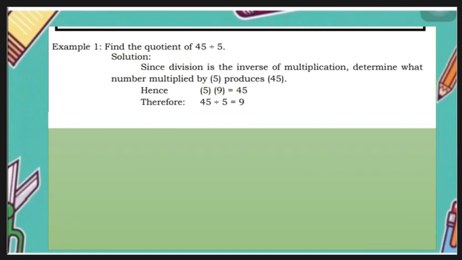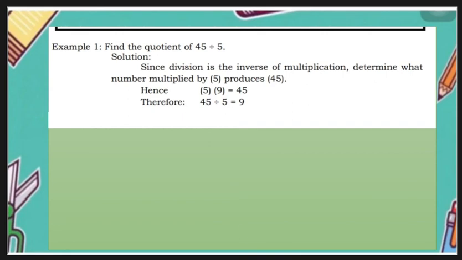Now example, find the quotient of 45 divided by 5. Since both positive, and since division is the inverse of multiplication, determine what number multiplied by 5 produces 45. Hence, 5 times 9 is equal to 45. Therefore, 45 divided by 5 is equal to 9. Okay? Since both positive.